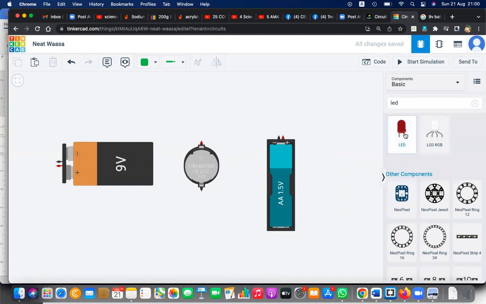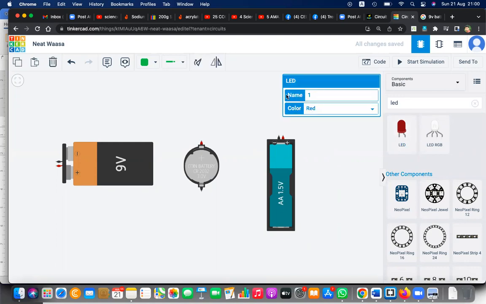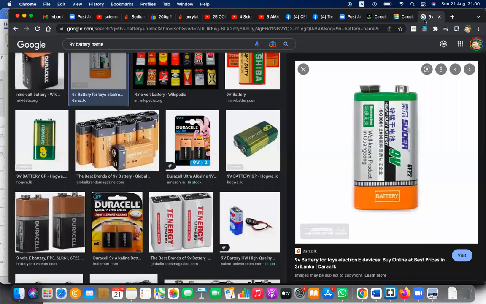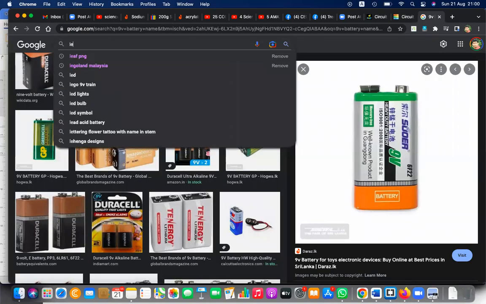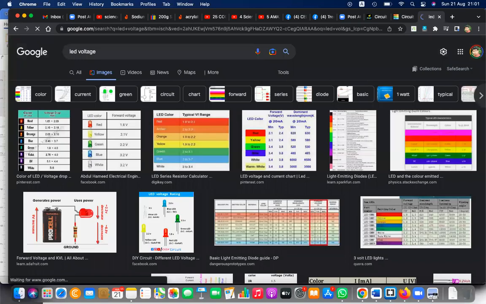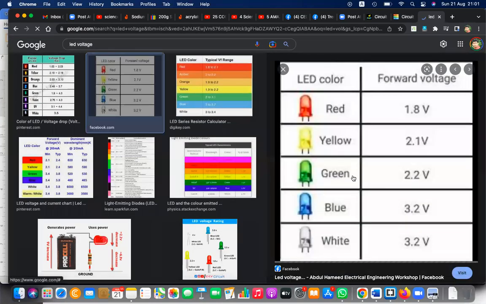Basically, LEDs of different colors have different voltages. So normally LED voltage differs by color. You can see here. Normally a white LED will take 3.2 volts. A red LED will take 1.8 volts.